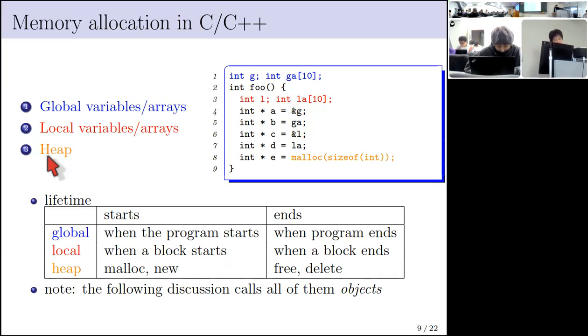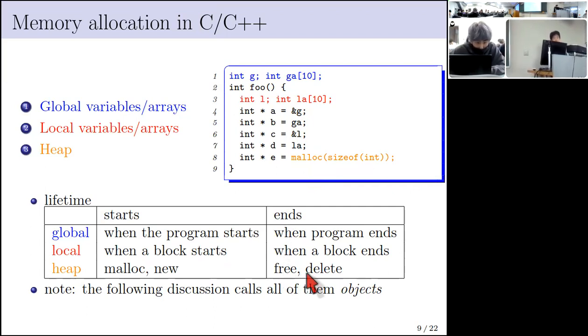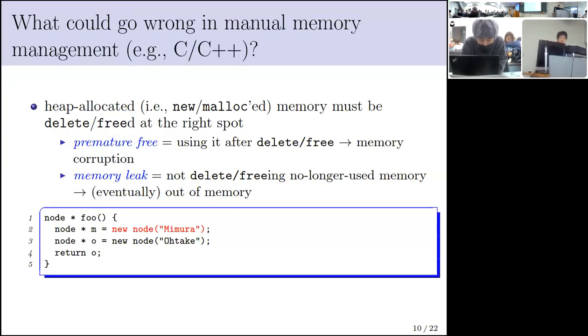And in the case of heap, it's totally up to you. Its lifetime obviously begins when you call malloc or new, when you obtain the return value of malloc or new. And it ends when you free or delete. So it's manual. It doesn't happen unless you explicitly say that you are not using this block of memory anymore. So these three types of memory blocks are what C or C++ offers to you. So what could go wrong in this setting, with manual memory management in C or C++?